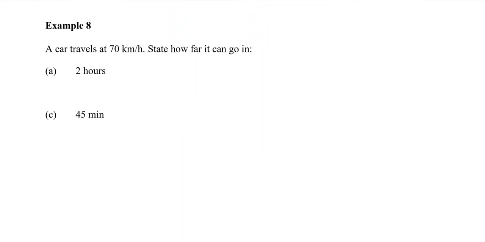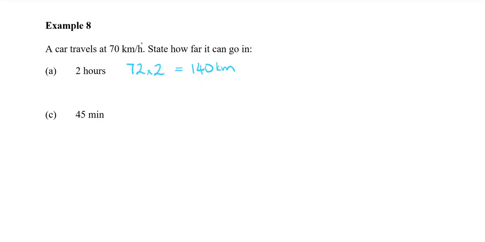Question 8. A car travels at 70 kilometers per hour. How far can it go in 2 hours? If it goes 70 kilometers in 1 hour, to find out how far it goes in 2 hours, you just need to go 70 times 2, which is 140 kilometres. In part C, it says 45 minutes.